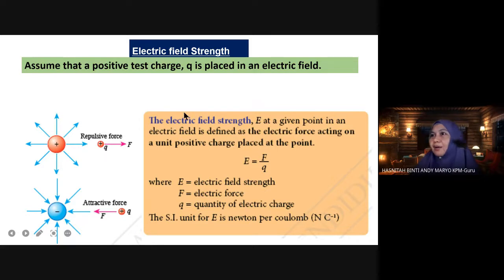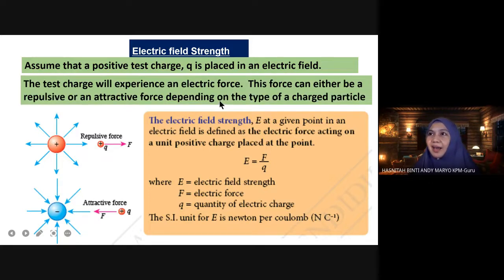Okay, so what is meant by electric field strength, students? You might write this in the blank spaces in your module. Electric field strength is defined as the electric force acting on a unit of positive charge placed at a point. It can be positive or negative. So this is a definition.